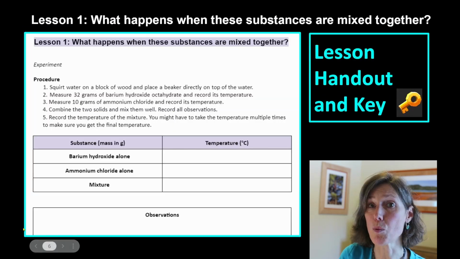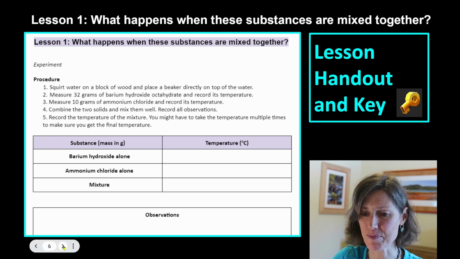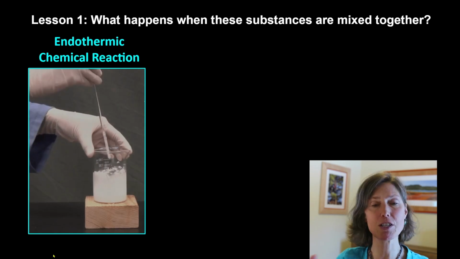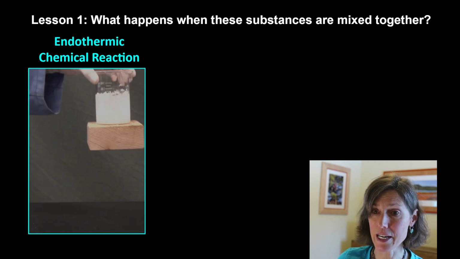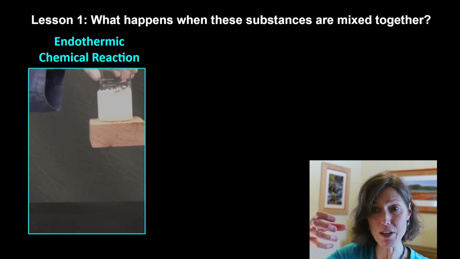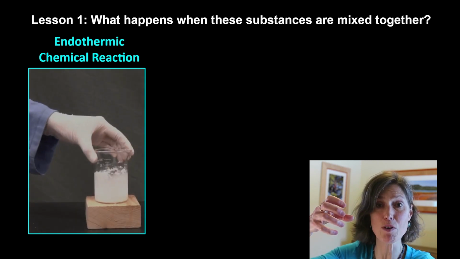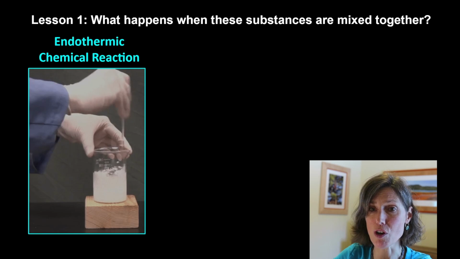What happens when these substances are mixed together? This is the handout, but let's dive right into the lesson. Okay? So students are mixing 2 solid chemicals, barium hydroxide and ammonium chloride. And upon stirring, they notice a beaker can be lifted together with a wooden block because water in between the two was solid frozen.